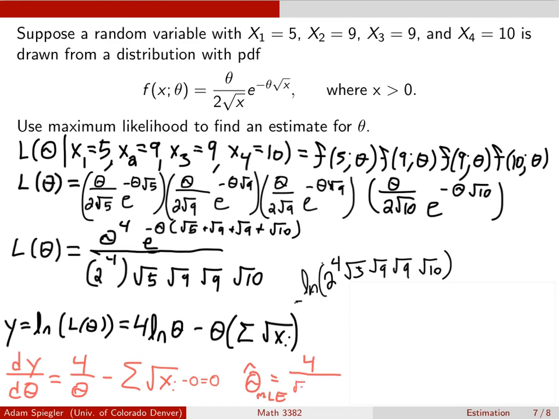If we solved for theta, we would get 4 over the sum of the square roots. So I would get 4 over the square root of 5 plus the square root of 9 plus the square root of 9 plus the square root of 10. And that comes out to 0.351 approximately.